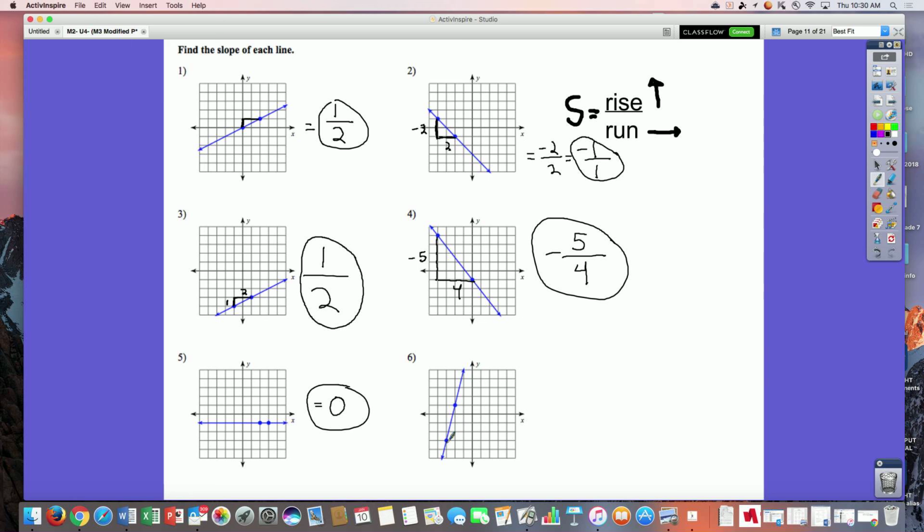Let's make our triangle for this one. I start at this point. Remember, you got to pick a point right in the crosshairs. It's got to be exact. So I go up 1, 2, 3, 4. So I went up 4 and over 1. So the slope of this line is 4 over 1. Rise over run. You got it. These are easy, right?